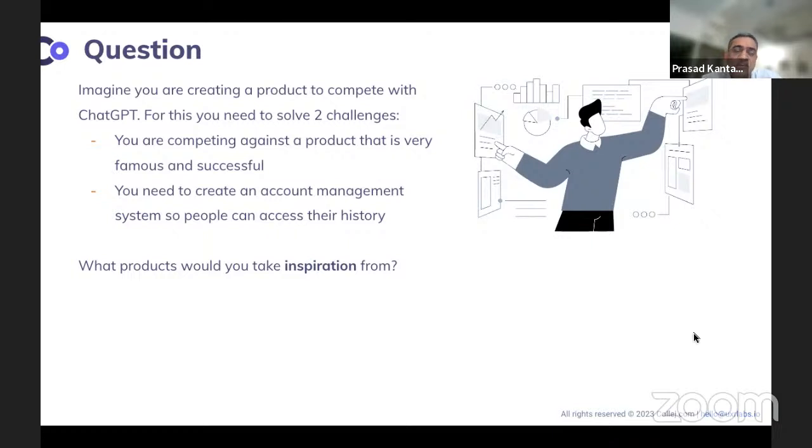The second challenge that they're saying is, listen, I want you to specifically create an experience where people can manage their account. So once they do some searches and they engage with the system and they come back again, they need to be able to see their history. They need to be able to see all their queries and stuff like that. So the idea there is, I want to create some kind of a system where people can access their history. Now the question for you is, where are you going to take inspirations from?